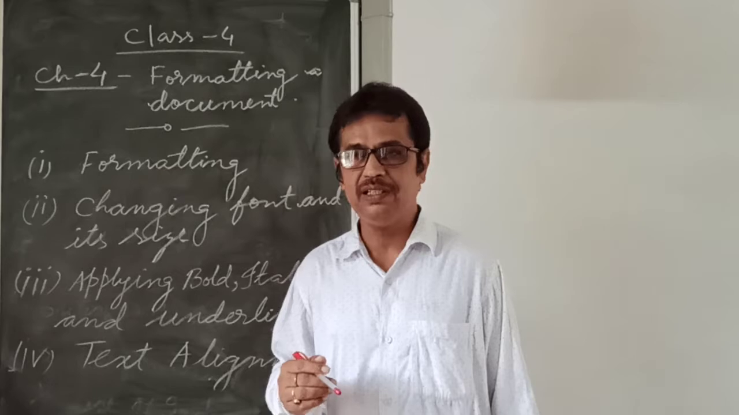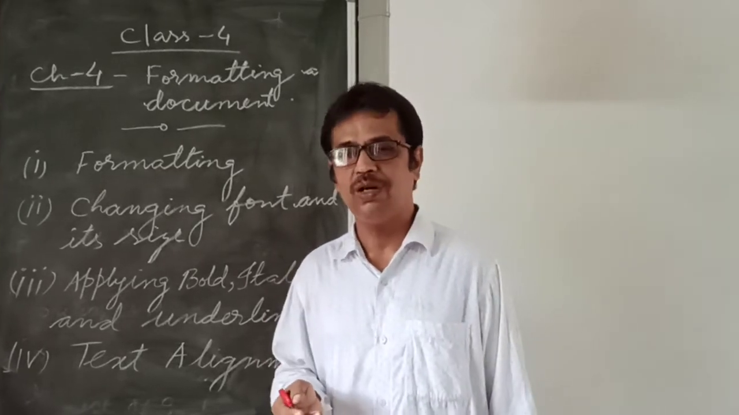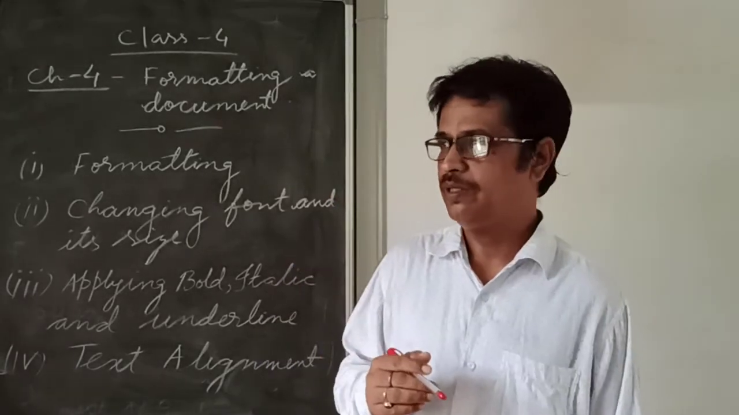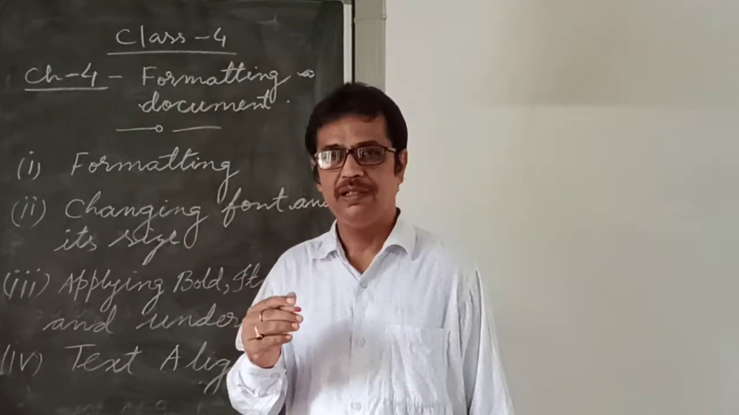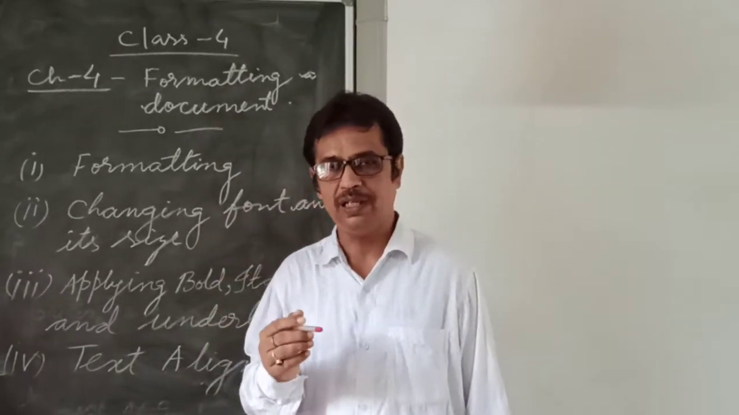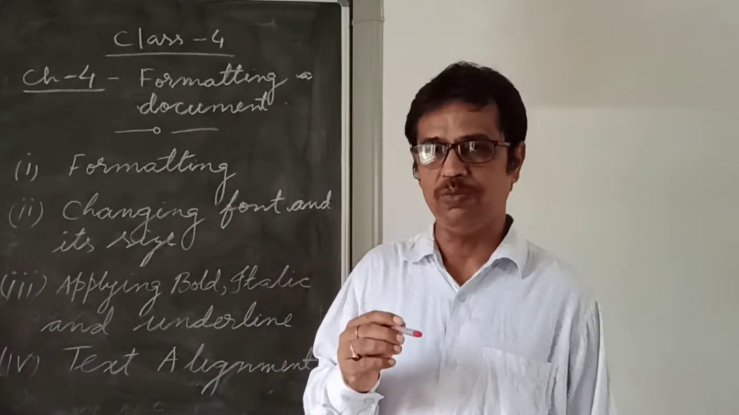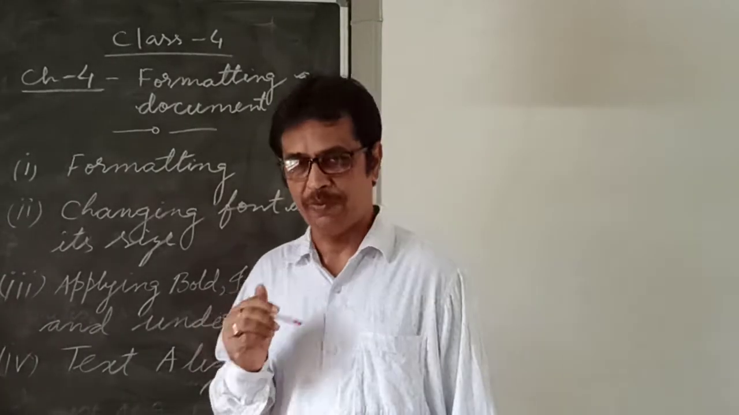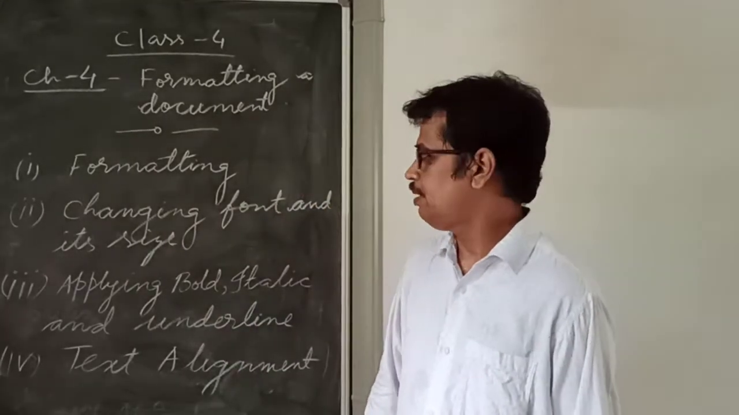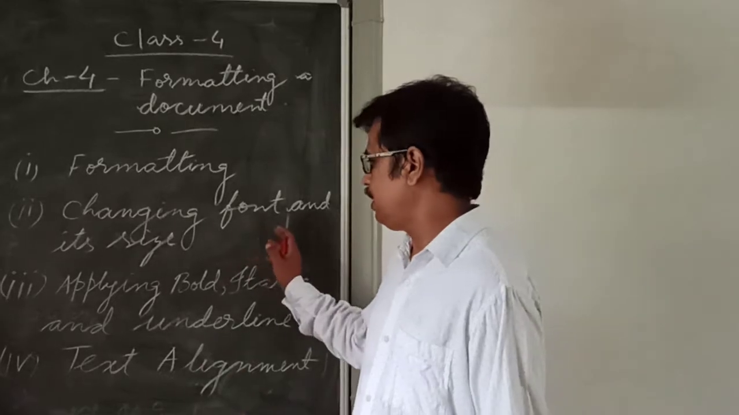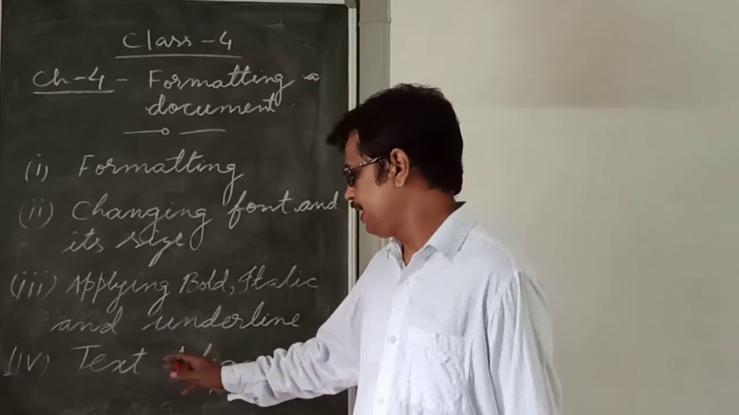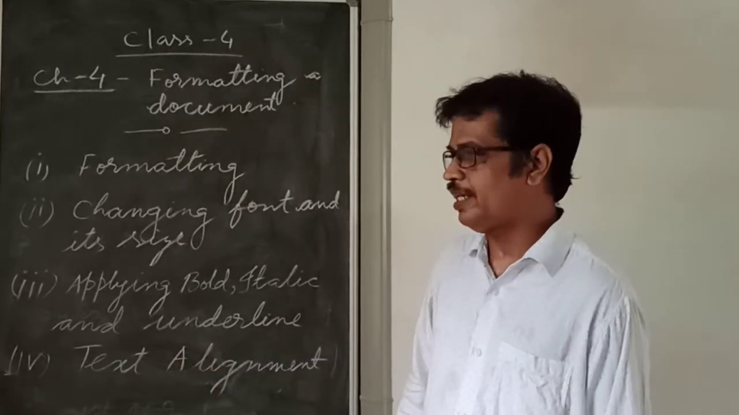Formatting means changing the appearance of a document, changing the look of a document, so as to make it attractive. How can you change the look of your text? How can you change the look of your document? That is called formatting. There are many ways to change the look. For example, changing font and its size, applying bold, italic and underline effects, text alignments. So let's start one by one.